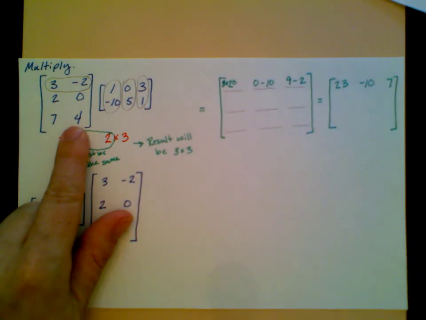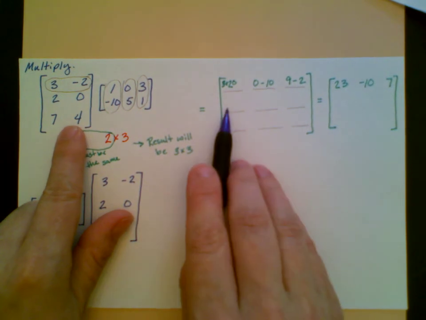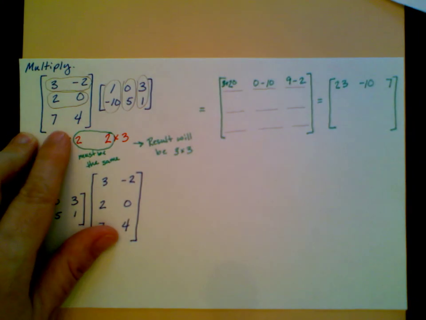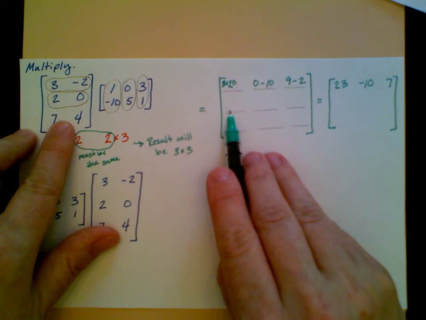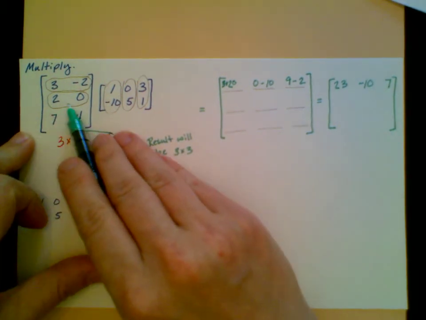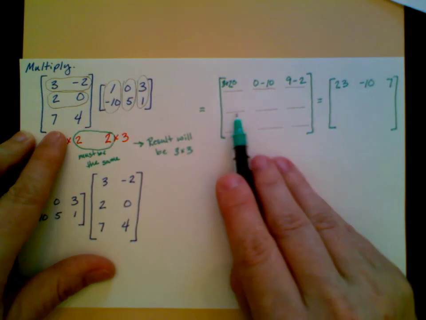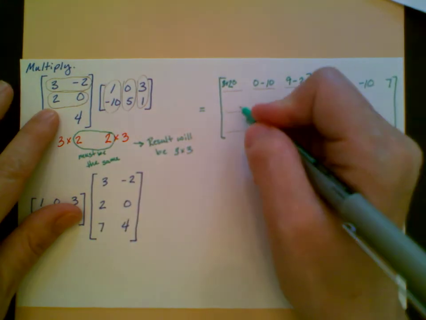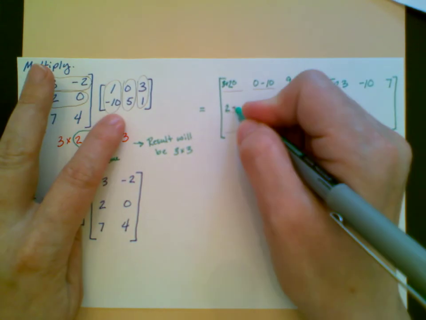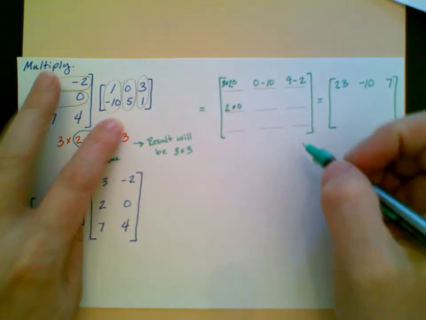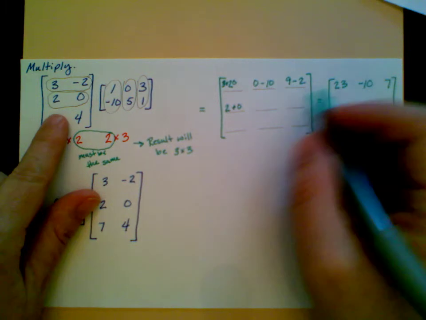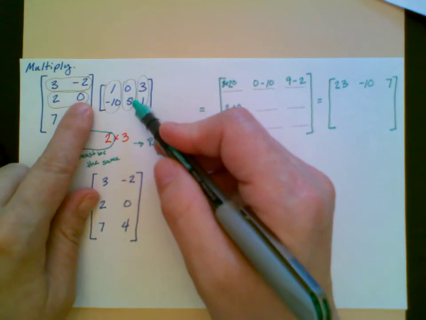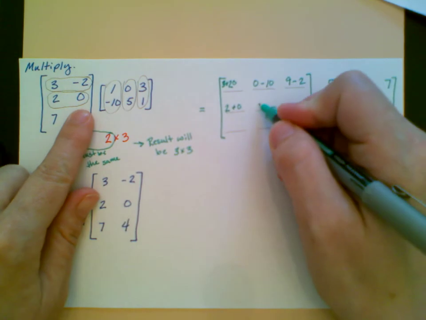Now let's do our second row. Again, the row always comes from the first matrix. In order to find this spot, I'm going to multiply row 2 times column 1 because this spot is in row 2 and in column 1. So 2 times 1 is 2. 0 times -10 is 0. And for emphasis, I'm putting the plus 0. That, of course, can be omitted. 2 times 0 is 0. 0 times 5 is 0, so that's 0 plus 0.